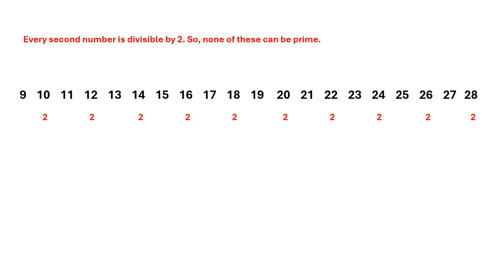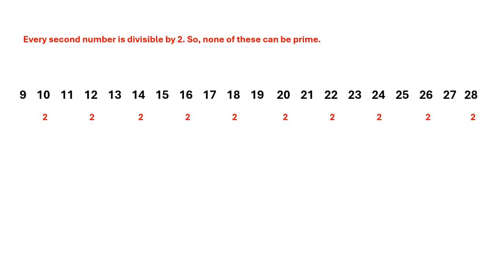So let's consider a sequence of numbers. Here we'll go 9, 10, 11, 12 through 28. And let's think about every other number. Every second number is divisible by 2, for example 10, 12, 14, 16, 18, etc. These are all divisible by 2. So we know that those cannot be prime numbers.